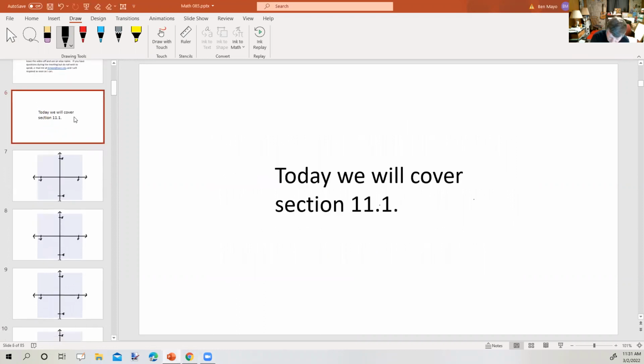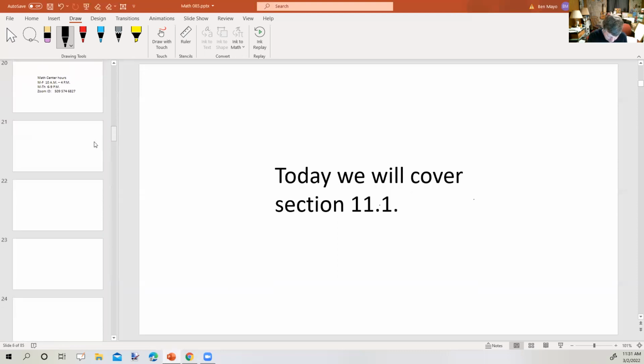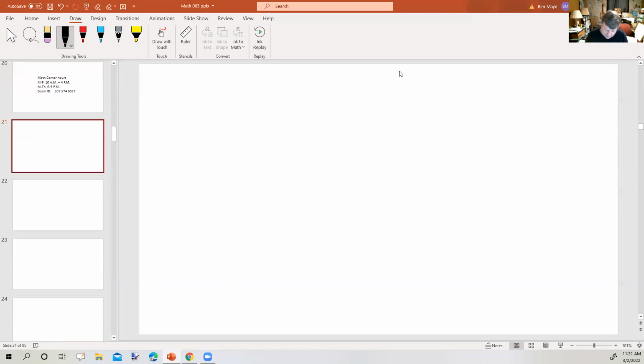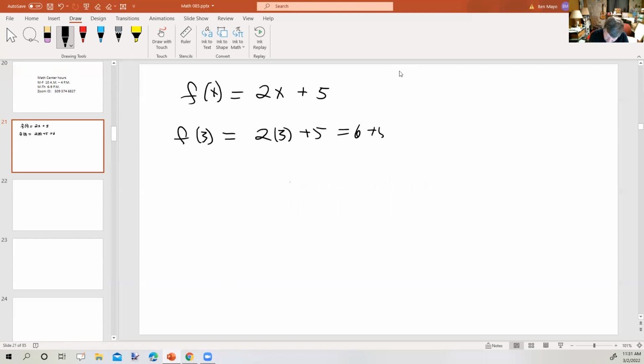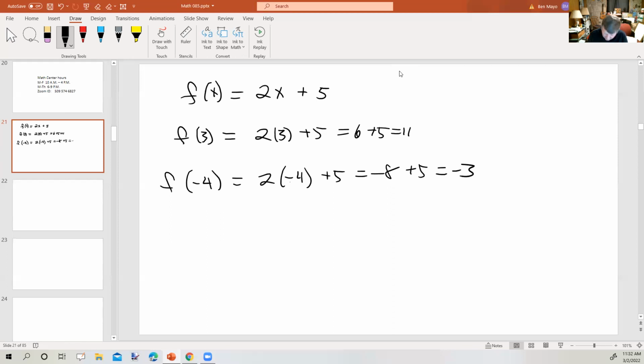All right, today we're going to take a look at section 11.1. We're going to start the last chapter that we're going to be covering this quarter, chapter 11. And so let's take a look at some things. Let's say I had a function, f of x equals 2x plus 5, and I wanted to evaluate that function at 3. So I'd say f of 3 is 2 times 3 plus 5, which is 6 plus 5, which is 11. And if I wanted to evaluate it at -4, I'd have 2 times -4 plus 5, which is -8 plus 5, which is -3. So far, so good?